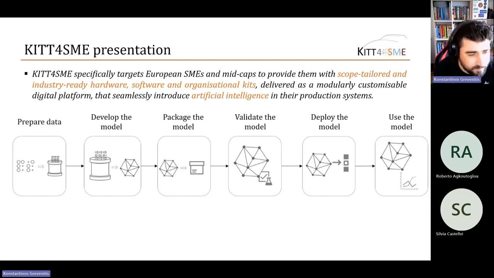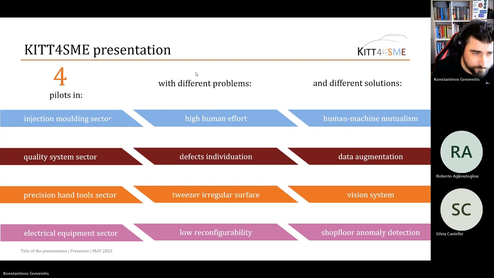And as you can see here in the diagram, we get raw data from different data sources. We store the data, and then through the AI solutions, these data sets are analyzed, and in the end, they produce useful value to the SMEs that are using the KITT4SME platform.